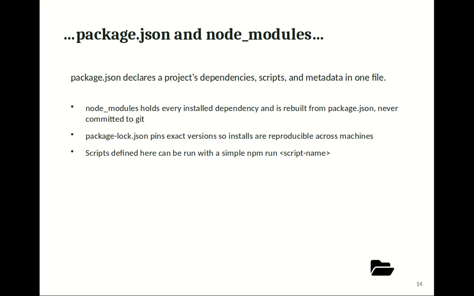Package.json and node_modules. Package.json declares a project's dependencies, scripts, and metadata in one file. Node_modules holds every installed dependency and is rebuilt from package.json, never committed to Git. Package-lock.json pins exact versions so installs are reproducible across machines. Scripts defined here can be run with a simple npm run script name.